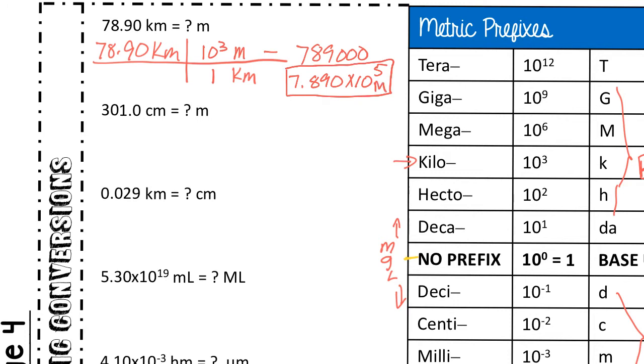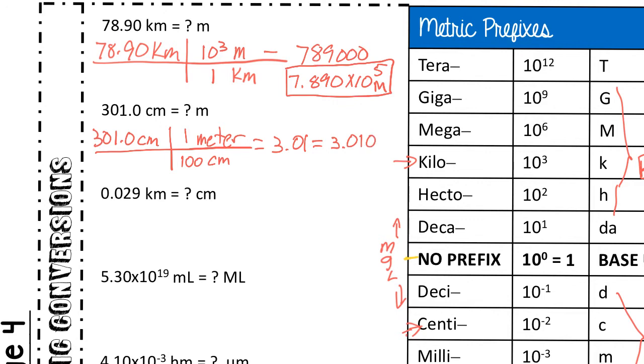On to the next one. We've got centimeters to meters. 301.0 centimeters. Going to come on over to my chart here. Here's centimeters. They're smaller than a meter, so I'm going to need 100 centimeters to equal 1 meter. Now I'm ready for my calculator. And you're going to get 3.01. I need to have 4 significant figures, so I'm going to need to add in some more zeros. So 3.010 gives me 4 significant figures, and it's going to be meters.